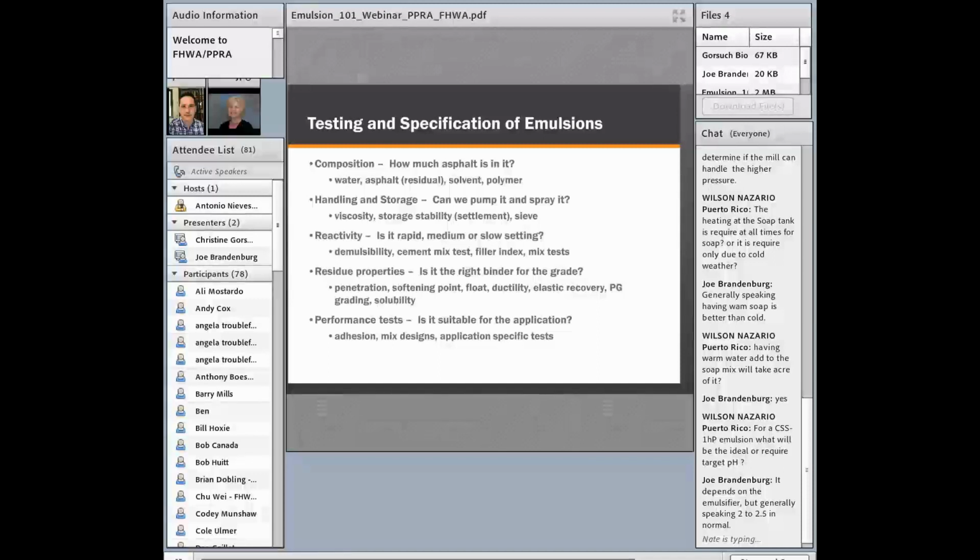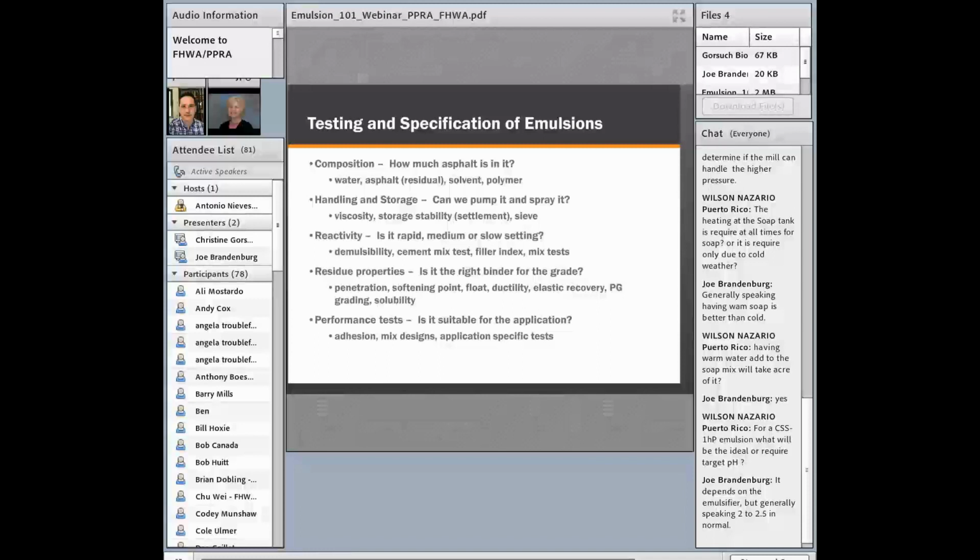For the cement mixing test, this test is used for a slow setting emulsion. So you're taking a portion of a very finely graded cement and you're adding your emulsion to it and you're seeing how much of it breaks. And in this case, you want very little of it to break in order to pass that test. Whereas with demulsibility, you're looking for more of it to break to see that it's rapid. And there are different tests depending on where you are in the world.